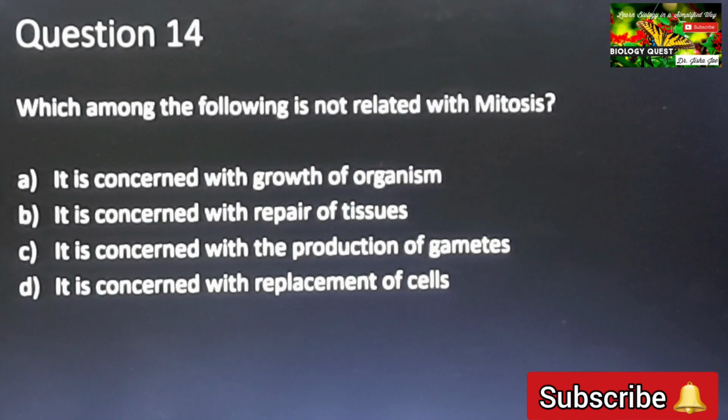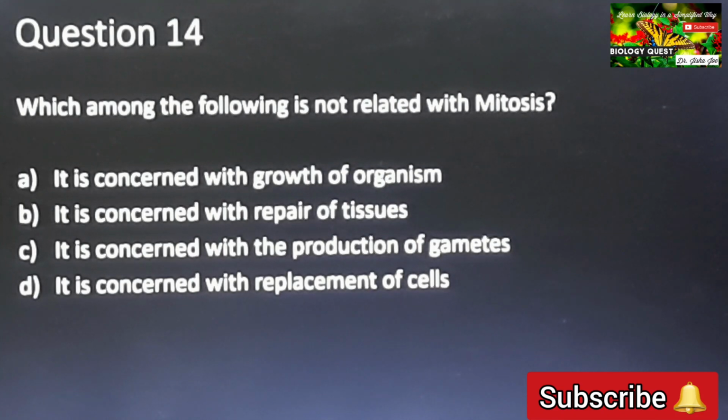Question 14. Which among the following is not related with mitosis? Okay, which is not related with mitosis. So we know mitosis is a type of cell division which is necessary for the growth of an organism, isn't it? That is the first option. It is concerned with the growth of the organism.